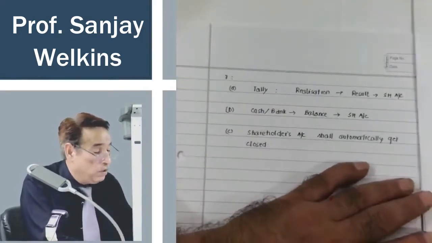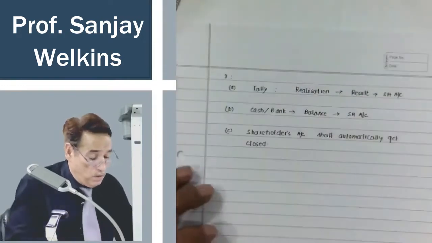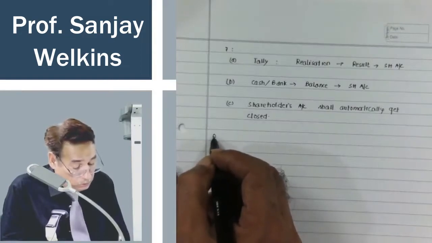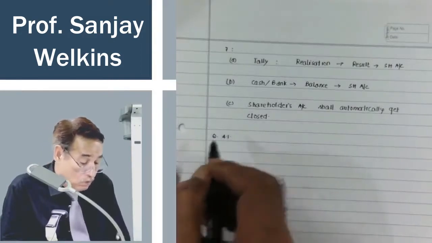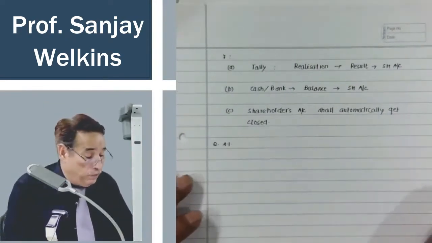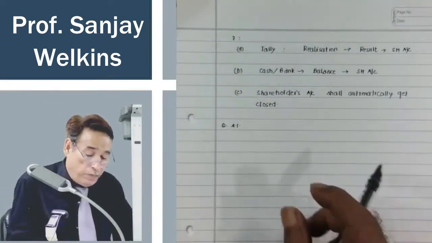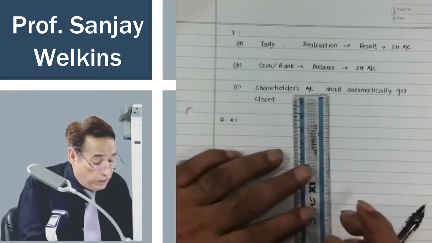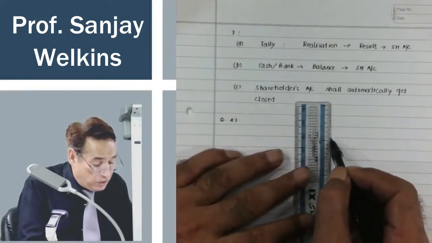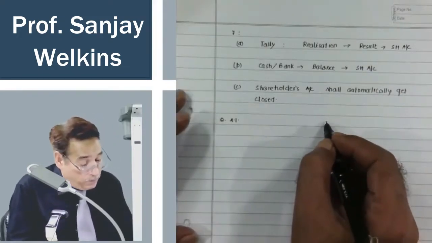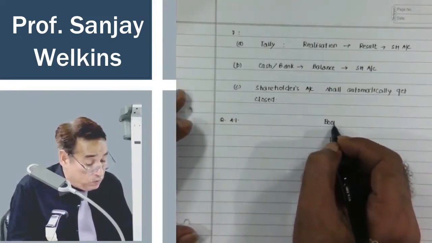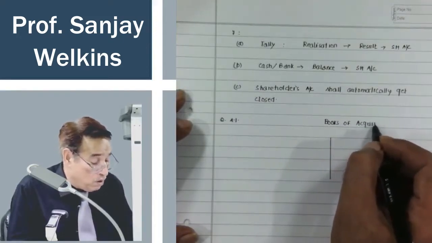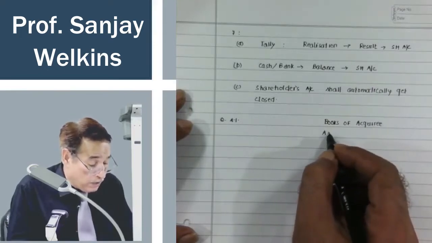So I will keep all these sheets over here. So in order to do question number 4.1, correct? First of all, I will prepare realization account as I told you, but it is always better to start with acquirer's account. It is not mandatory, but I am just telling you that it is better to prepare books of acquirer. In the books of acquirer, you are going to open up the following accounts. One is acquirer account.